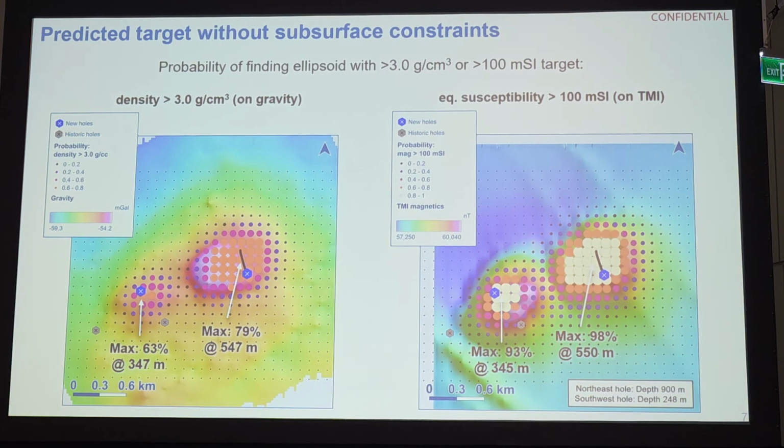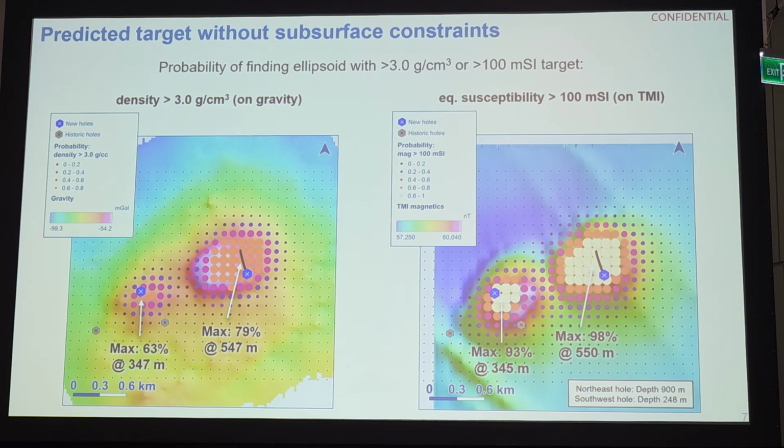We can do exactly the same for the magnetics. What is the probability of finding a magnetic body above some particular threshold? And you can see, as we predicted, the highest probability of hitting the magnetic body is right at the same location as the highest probability of hitting a dense body. You can see the probabilities here are even higher. We're up to almost 100% probability of hitting a magnetic feature of interest at that target depth.